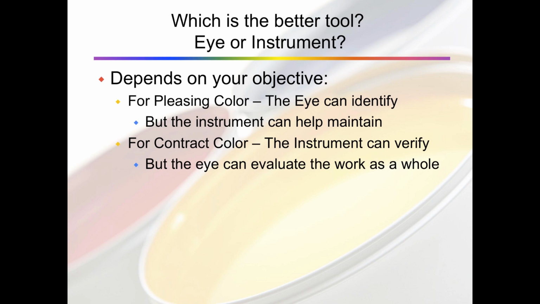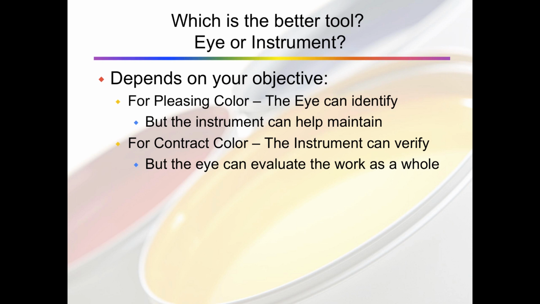It's going to tell you numerically, are you inside or outside of your targets? And this is critical for making sure that you're able to run. But the eye is also going to help you evaluate the work as a whole. Again, the instrument is looking at a very small spot at each time, even if it is across many different patches and patch types. But the eye is going to see how it all comes together. The eye is going to see non-measurable attributes.